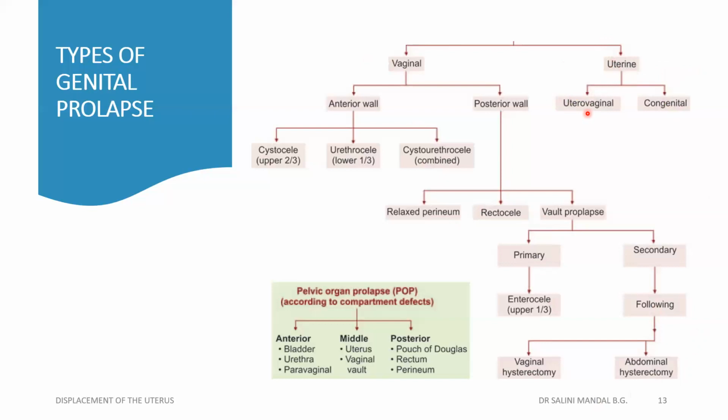Now, talking about the uterovaginal prolapse, that is a prolapse of the uterus, cervix, and upper vagina. I repeat, uterovaginal prolapse is the prolapse of the uterus, cervix, and upper vagina. And this is the most common one.